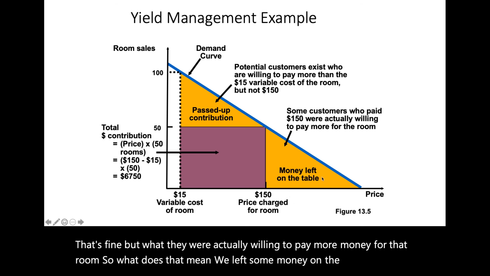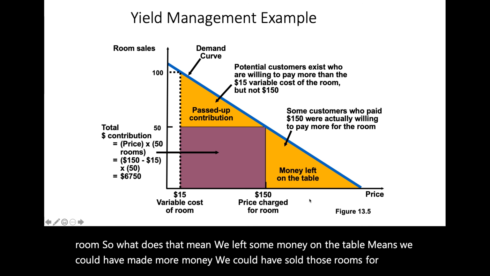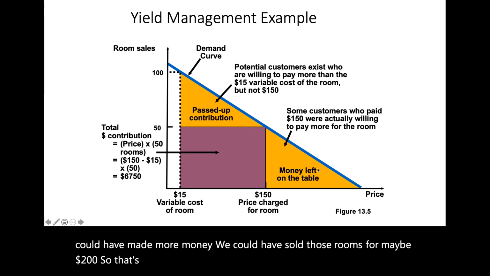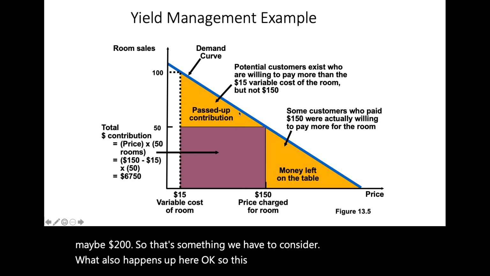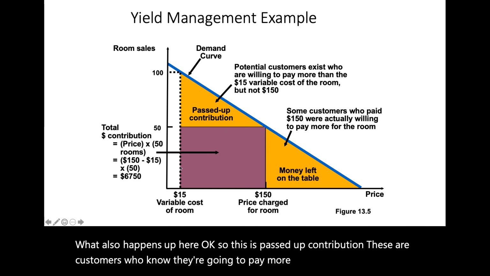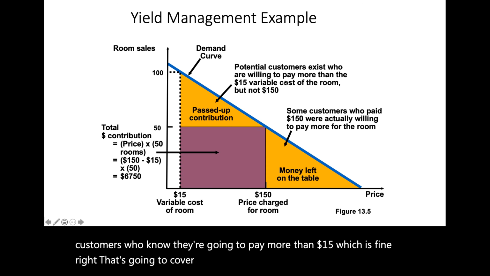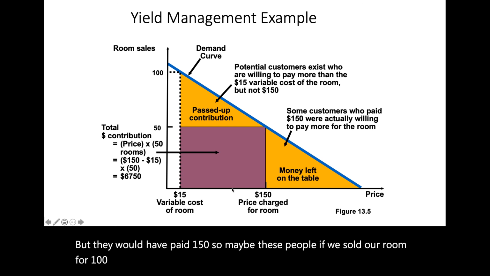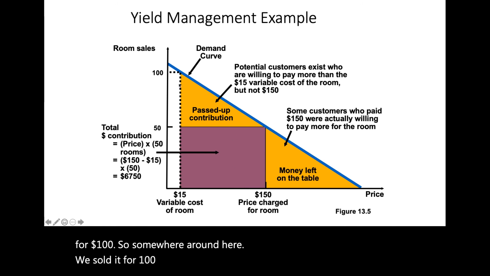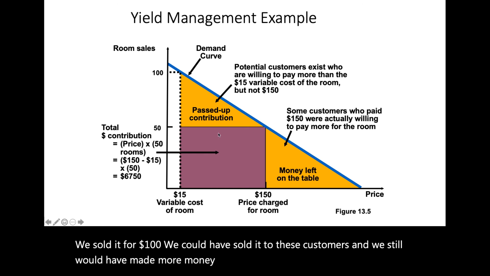What also happens up here is this is passed up contribution. These are customers who are going to pay more than $15, which is fine, because that's going to cover our variable costs. But they wouldn't have paid $150. So maybe if we sold our room for $100, somewhere around here, we could have sold it to these customers. And we still would have made more money, because as long as we surpass our variable costs, we would have made more money, because we're not actually selling out our entire hotel.